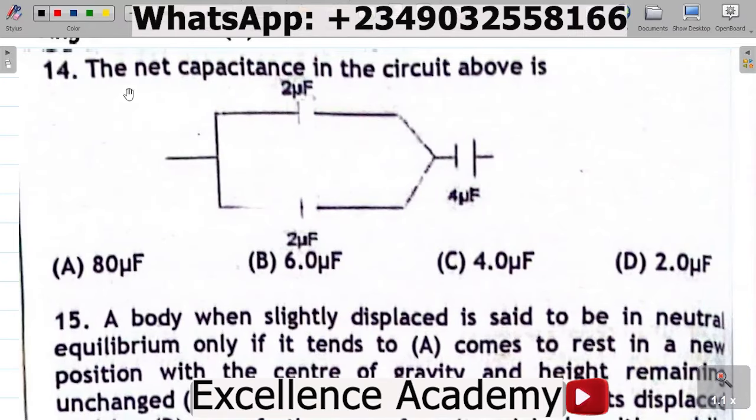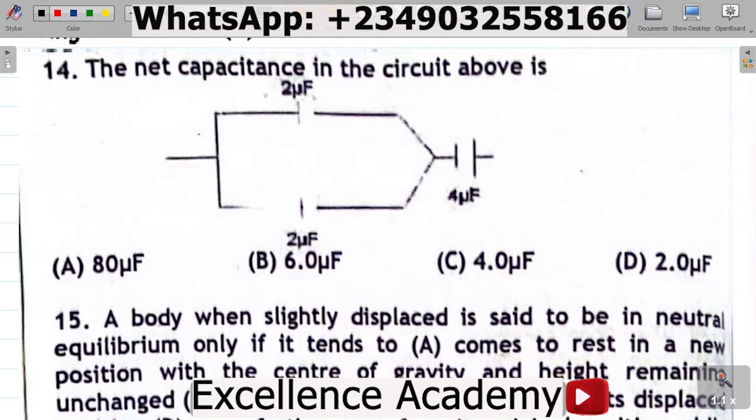Question number 14. The net capacitance in the circuit above is, we want to find the equivalent or net capacitance here. How do we solve this? For this question, you'd have to resolve this to a single capacitor or capacitance. You have three capacitors here, 1, 2, and 3, this having 2 microfarad, this having 2 microfarad, this having 4 microfarad. Now, how do you resolve this? You start with these two, 1 and 2. Of course, they're in parallel. So resolve them in parallel. Take the answer and resolve this in series.